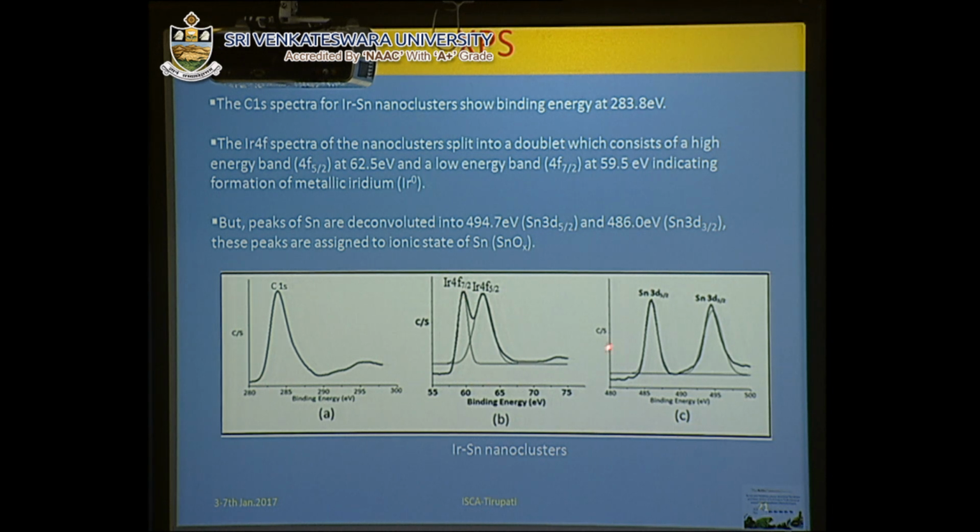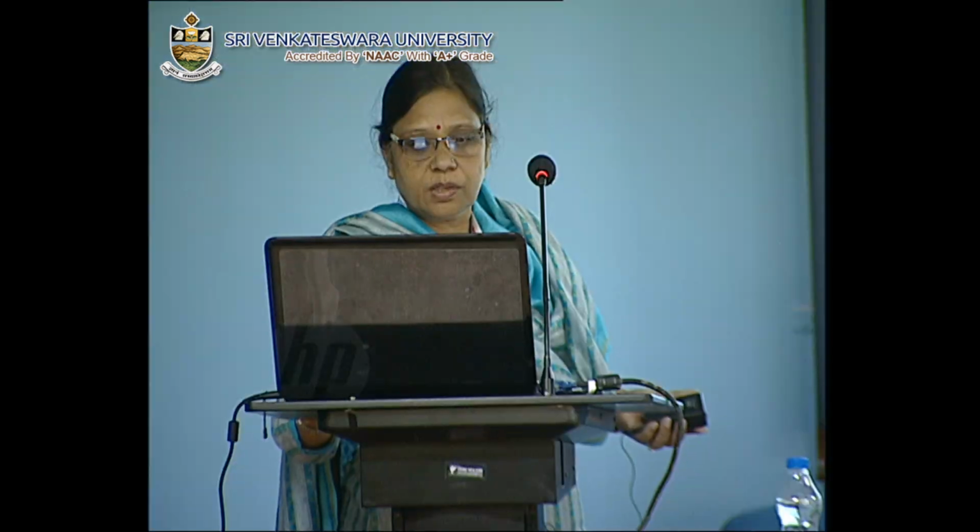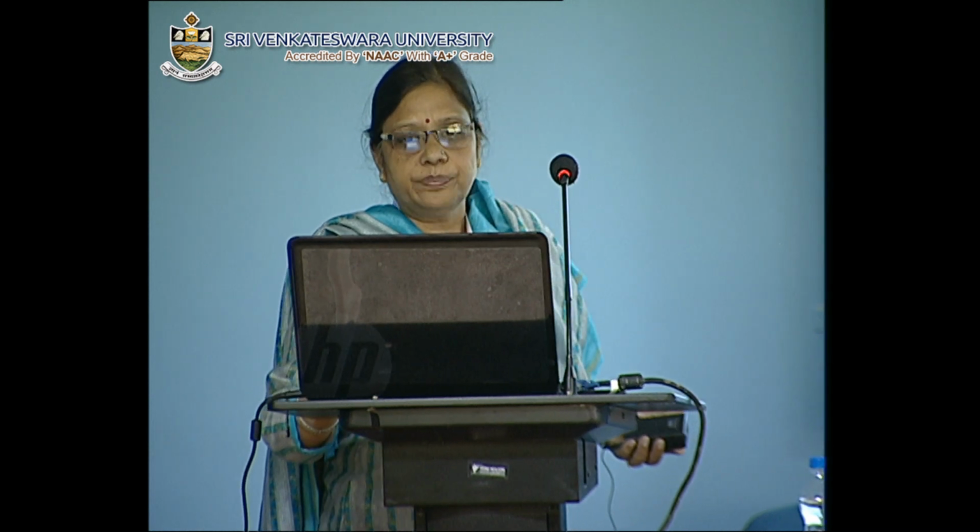the zero state of the iridium. And this is iridium 3d 5/2, and tin 3d 5/2 and tin 3d 3/2. This peak is deconvoluted, that is, it shows the presence of tin in the form of tin oxide, that is SnO and SnO2, and it is not easy to say whether it exists in the form of SnO or SnO2 because the energy difference between the two is very less. The same is the case with iridium copper and iridium nickel. This is for nickel and this is for copper.